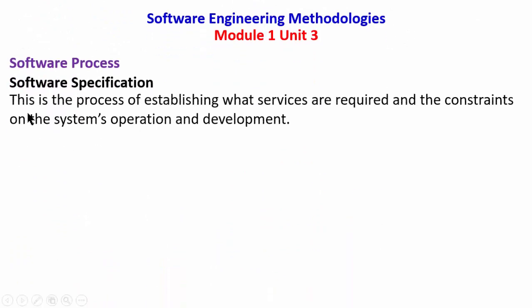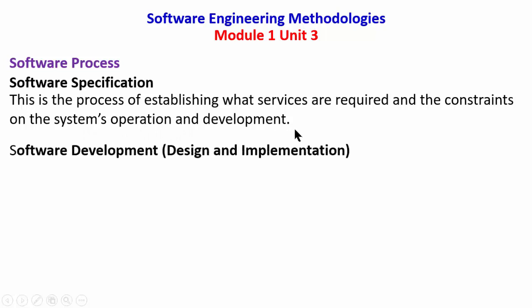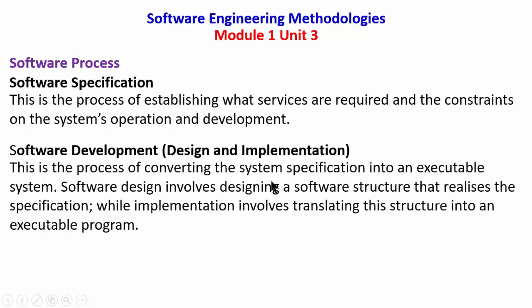Software specification. This is the process of establishing what services are required and the constraints on the system's operation and development. Software development, that is design and implementation. This is the process of converting the system specification into an executable system. Software design involves designing a software structure that realizes the specification, while implementation involves translating this structure into an executable program.